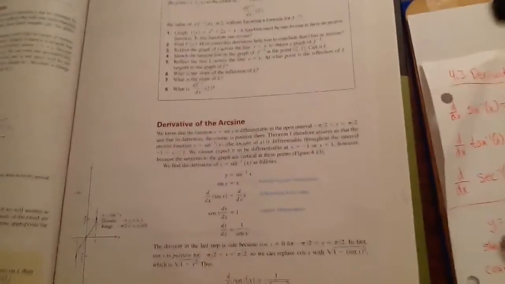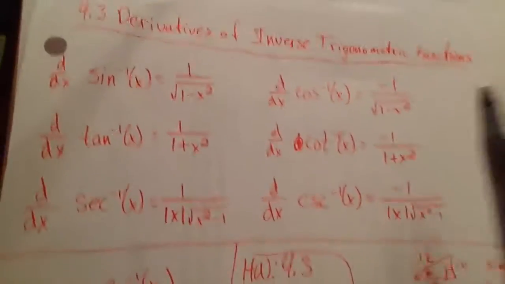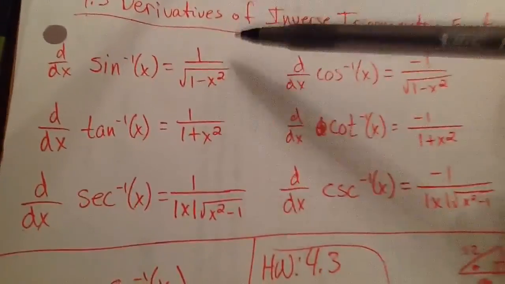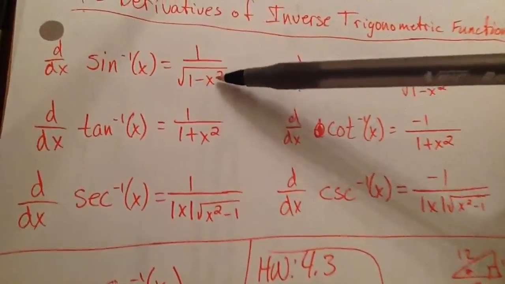If you look through the section, there's a lot of just how they derive the derivatives of the inverse trig functions. We could spend hours and hours going over all of that, but we're not going to. What you need to do is know these, memorize them, make yourself flashcards, do whatever you gotta do. You need to know that the derivative of inverse sine is 1 over the square root of 1 minus x squared.